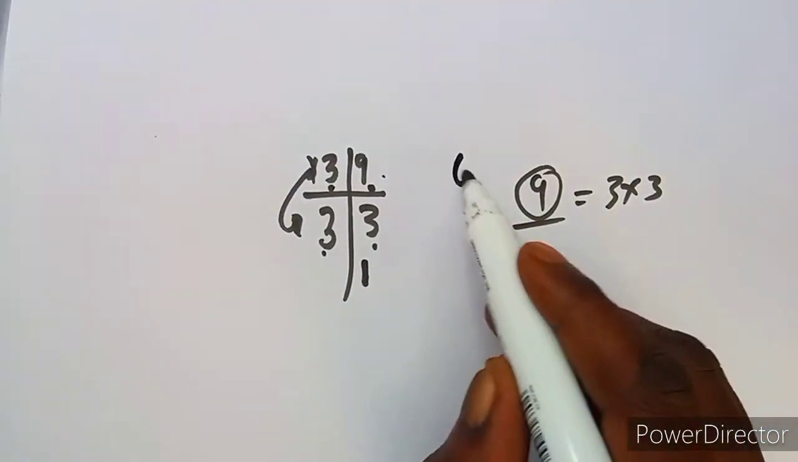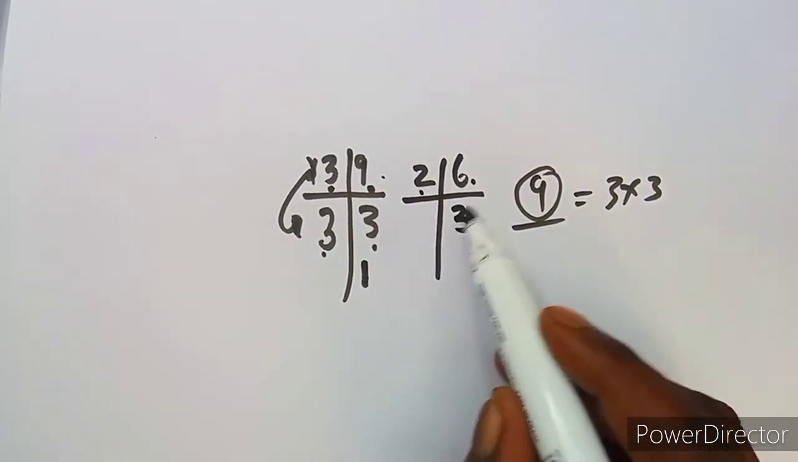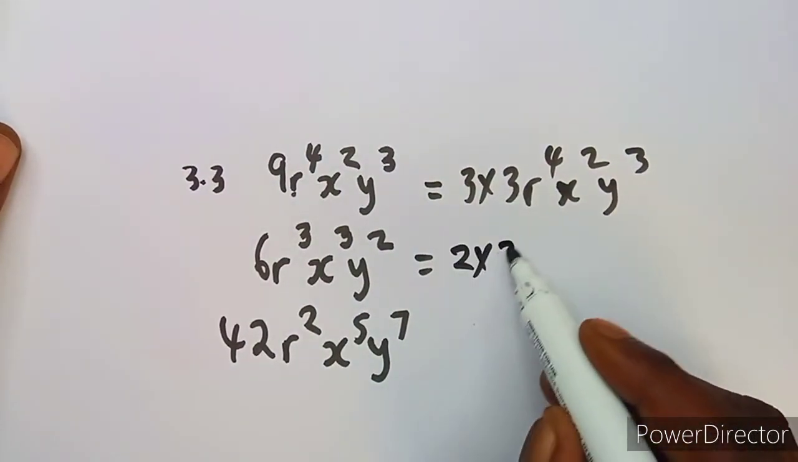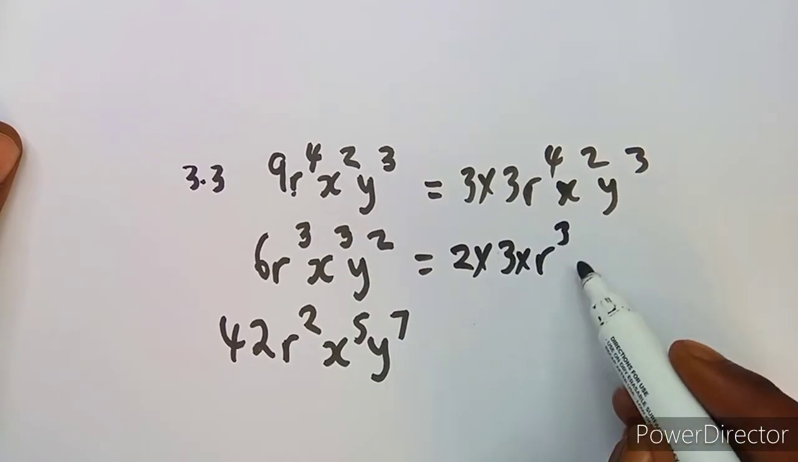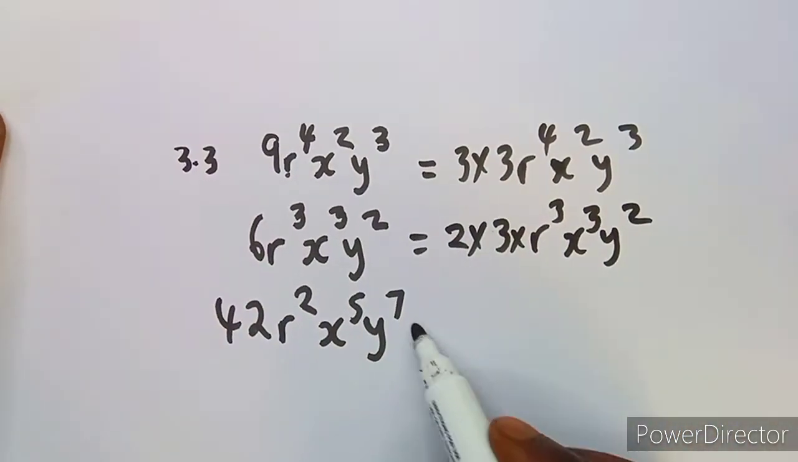We do the same on 6. The smallest number on 6 is 2. So you divide 6 divided by 2, that's 3. The smallest number is 3. 3 divided by 3, which is 1. So 6 is same as 2 times 3. So it's 2 times 3 times r to the exponent of 3, x to the exponent of 3, y to the exponent of 2. Okay.